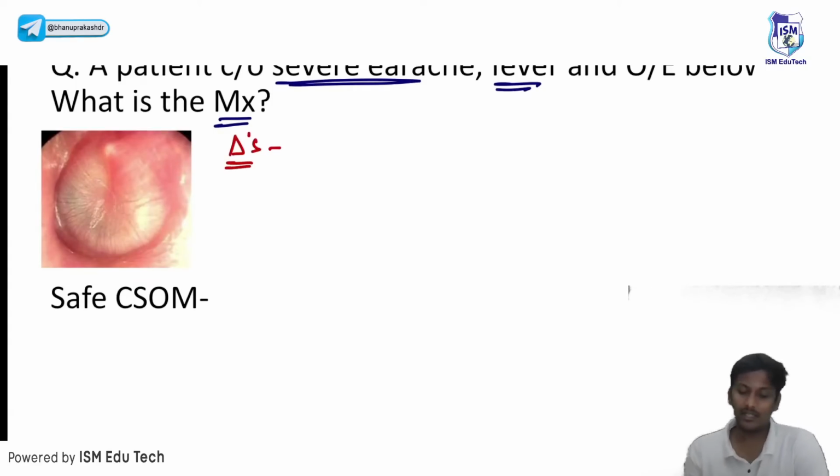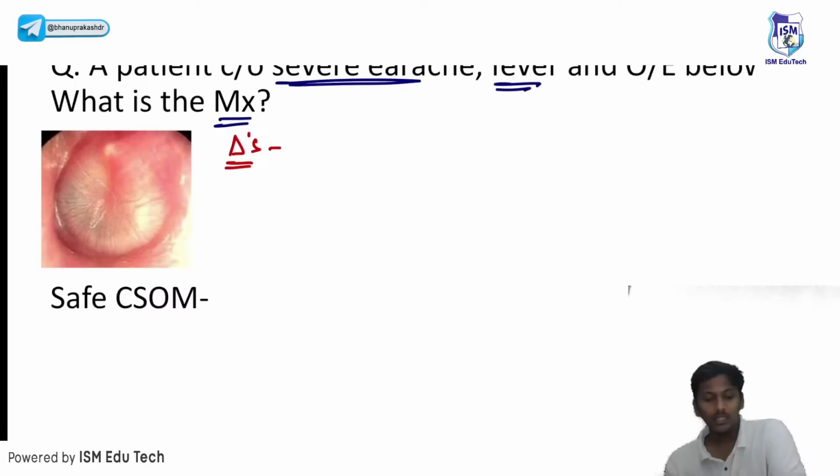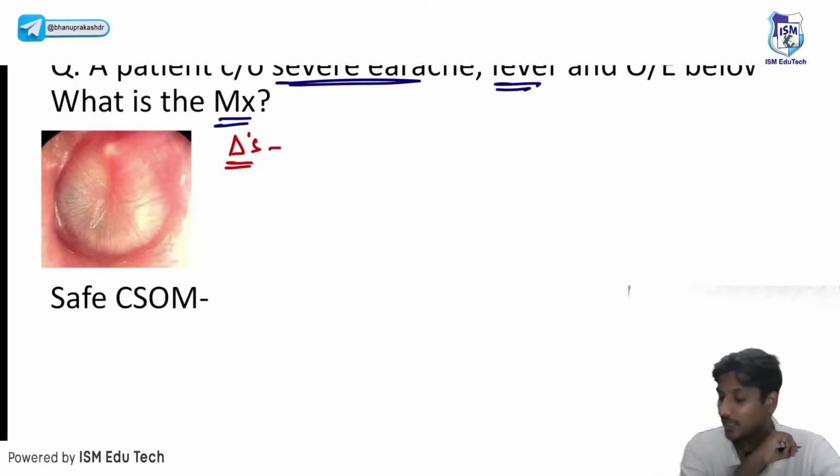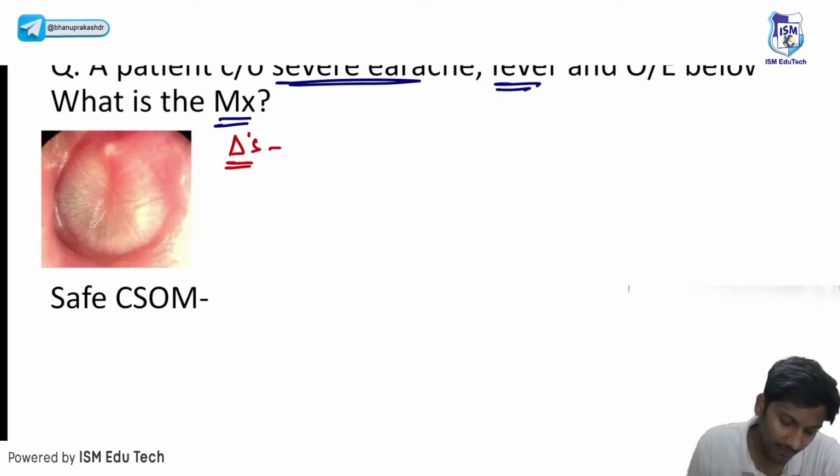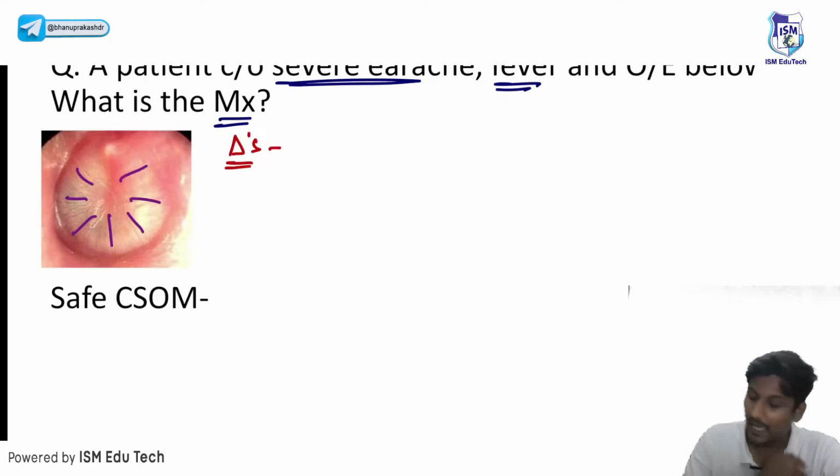Patient is having severe earache. He is also having fever. And on otoscopic examination, such kind of appearance is seen. क्या दिख रहा है इस appearance में? Here you can see on the tympanic membrane, the blood vessels have been dilated. Okay, and these dilated blood vessels usually look like the spokes of a wheel.